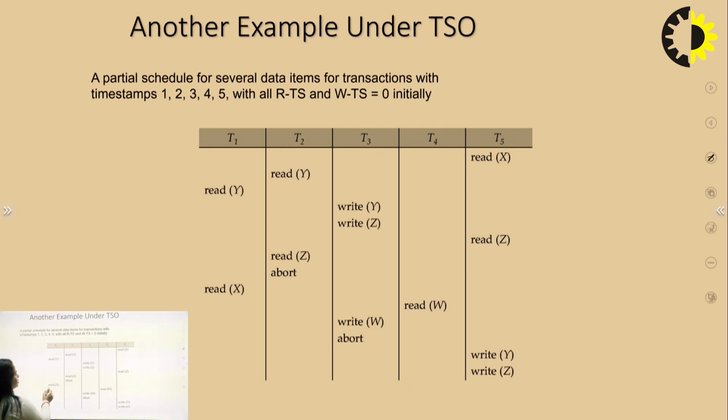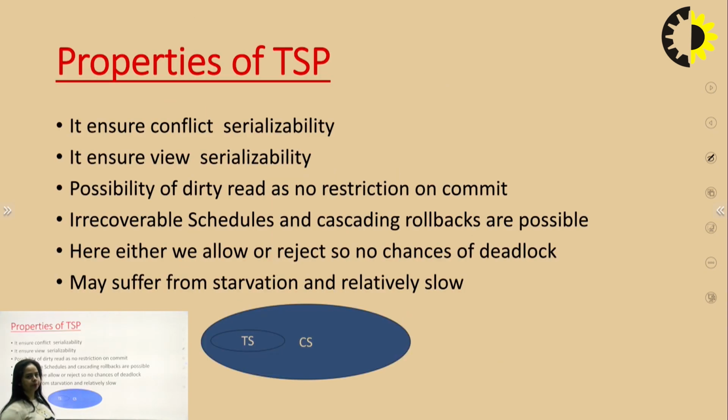Next, this is another example of the timestamp ordering protocol. You can clearly see this is read X. It should be performed before this transaction T5. So this should be aborted due to the violation of the timestamp ordering protocol, and this also violates the timestamp based protocol. So we need to abort them and roll them back in the system.